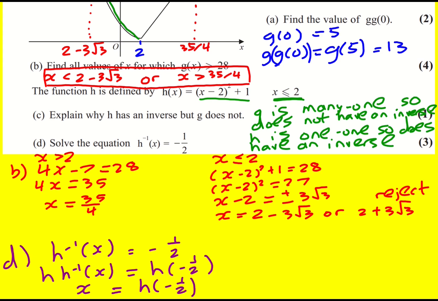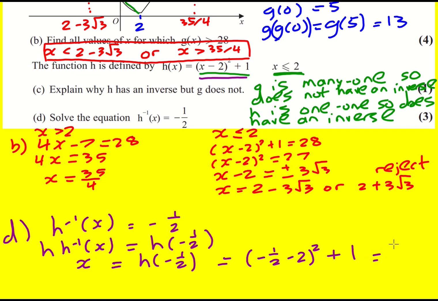Actually, all we need to do is substitute minus a half into this function. Nothing more than that. So it will be minus a half minus 2 all squared. Sorry, that squared has been a bit hidden, but it's there. Plus 1. And that ends up, if you put it in your calculator, as 29/4.